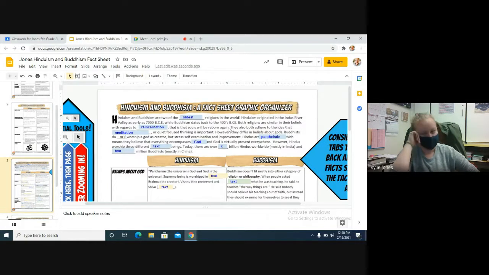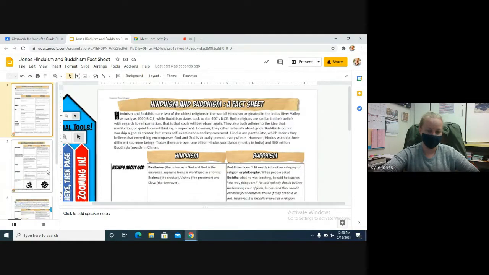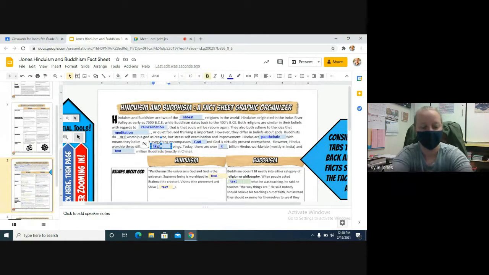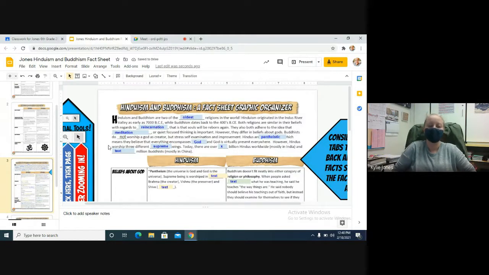However, Hindus worship 3 different blank beings. What goes in? Supreme beings. Supreme meaning greater. 3 different.